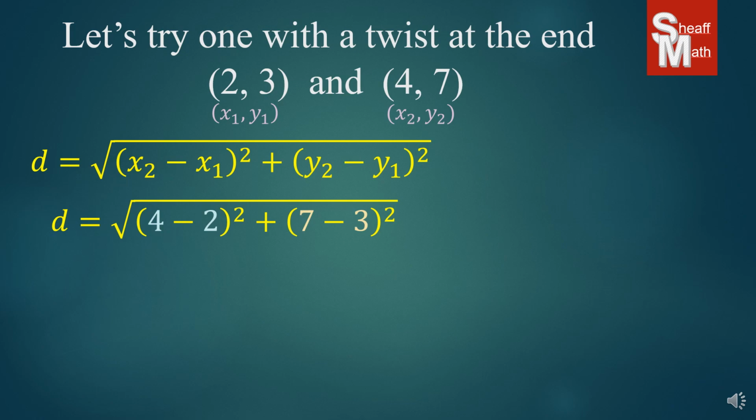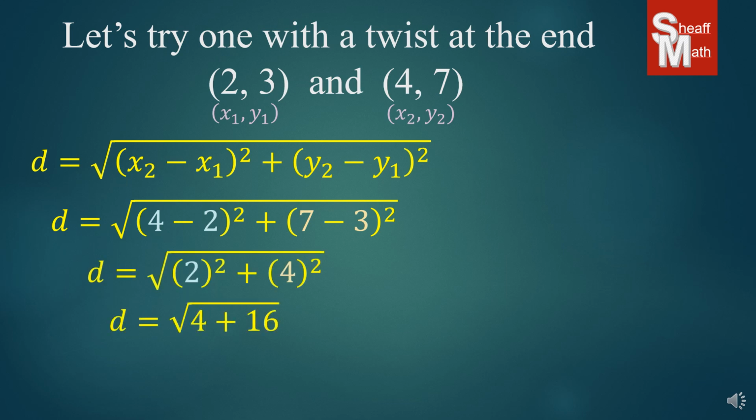All right. So we simplify inside the parentheses. We get 2 and 4. We square those. We get 4 and 16. And we get d equals square root of 20, which is not a perfect square. But it can be simplified. And what do I mean by that? Well, I did do a video on simplifying radical expressions that goes into more depth. But for right now, we're going to do it really quick.